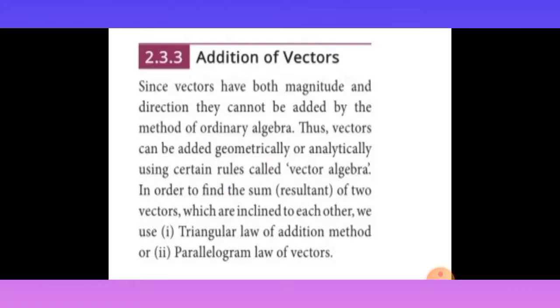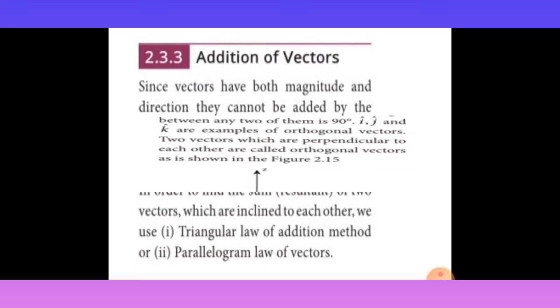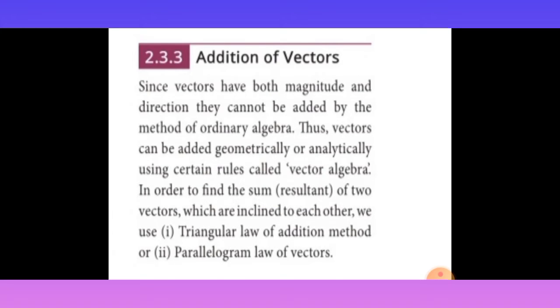Students, addition of vectors. Since vectors have both magnitude and direction, they cannot be added by the method of ordinary algebra. Vector quantities have a magnitude and a direction, so they cannot be added using ordinary algebra. Thus, vectors can be added geometrically or analytically using certain rules called vector algebra. By using vector algebra, two vectors are added.